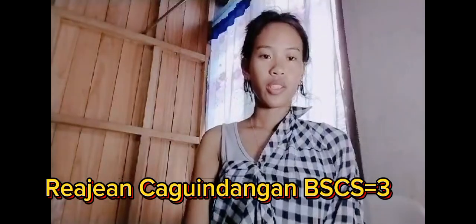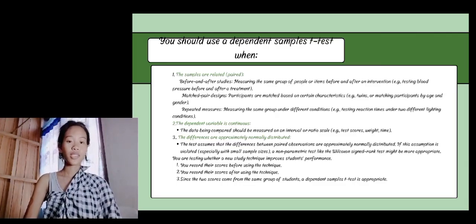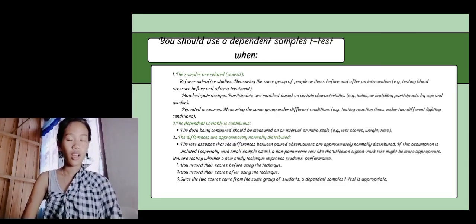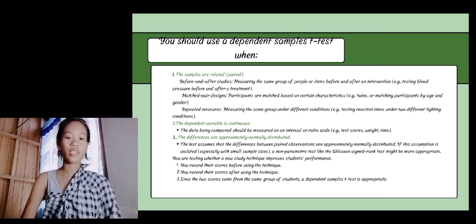Hi everyone, I'm Reajean Caguindangan. I'm going to discuss that you should use a dependent sample t-test when, number one, the samples are related or paired. Before and after studies: measuring the same group of people or items before and after an intervention. Example: testing blood pressure before and after a treatment.